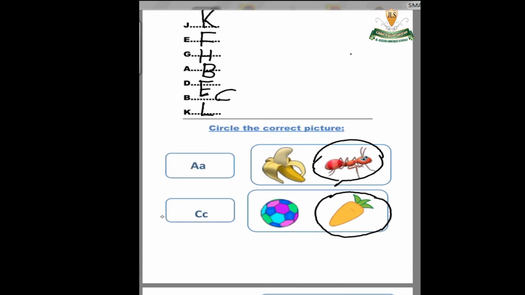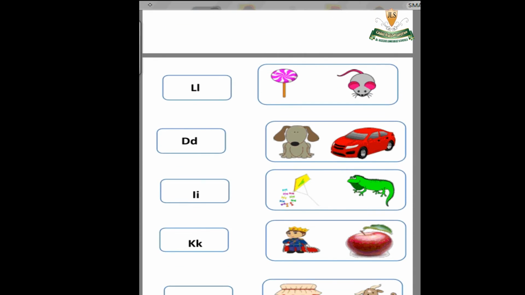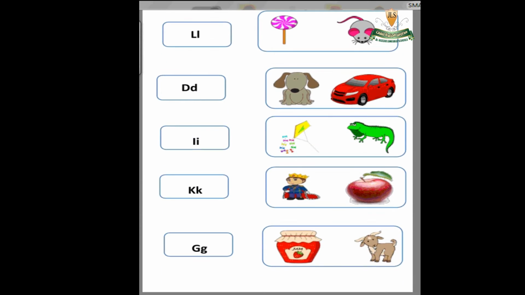Another page. Letter L. What is this letter? Letter L. What is the sound of letter L? L, L, L. Lollipop or rat? Lollipop. Excellent. Make a circle. What is this letter? Letter D. What is the sound of letter D? D, D, D. D for what? Dog or car? Dog. Excellent. Make a circle.